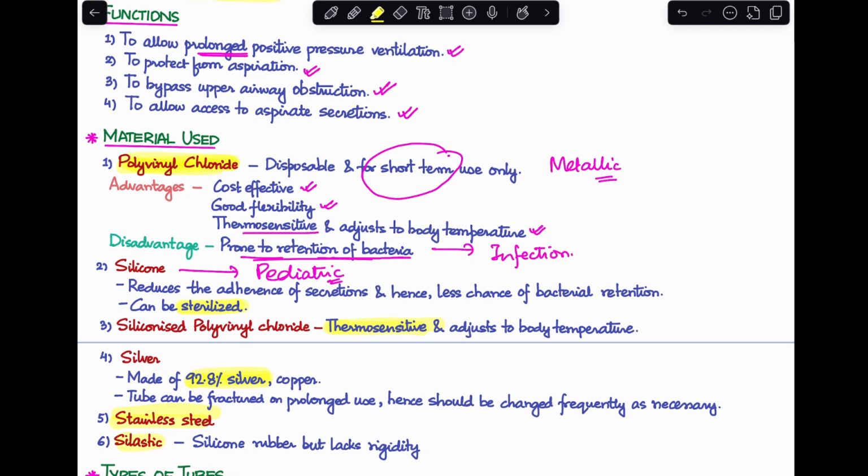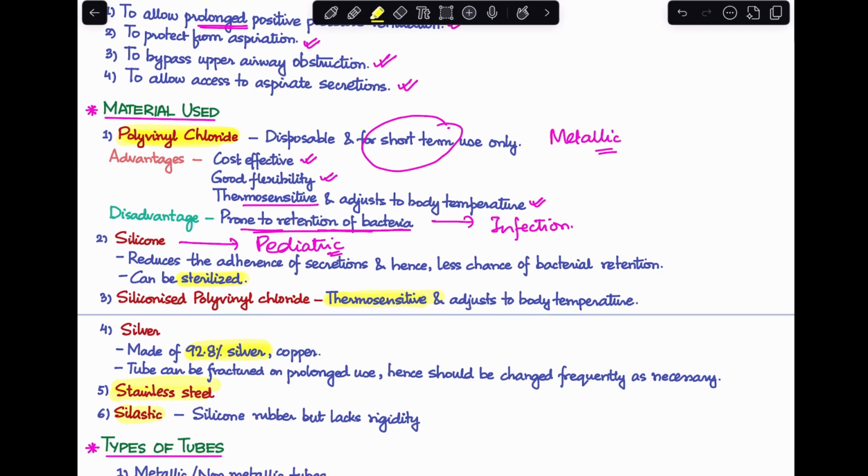So these are all the different materials that you can use when making a tracheostomy tube. For short-term purposes, polyvinyl chloride is really good. For pediatric age group, silicone tubes are good. And if you're using a tube for a very long term, in that case, we'll prefer a metallic tube.